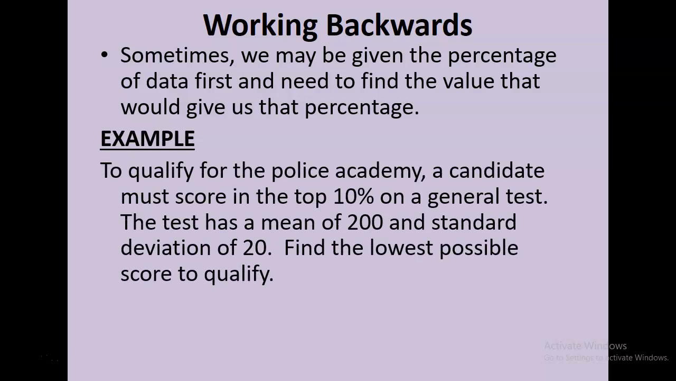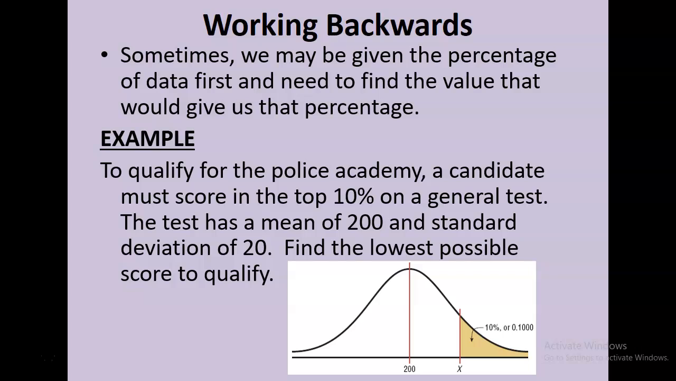To qualify for the police academy, a candidate must score in the top 10% on the general test. So we say that whoever applied, out of all the people that applied for the police academy, we're going to take the top 10%. The test has a mean of 200 and a standard deviation of 20. Well, if I'm taking this test, I know that I got to be in the top 10%, but what does that mean to me? I need to have an idea of what exactly it means to score in the top 10%. What is my cutoff point? What score do I have to get into that top area of the top 10%? Kind of important for us.